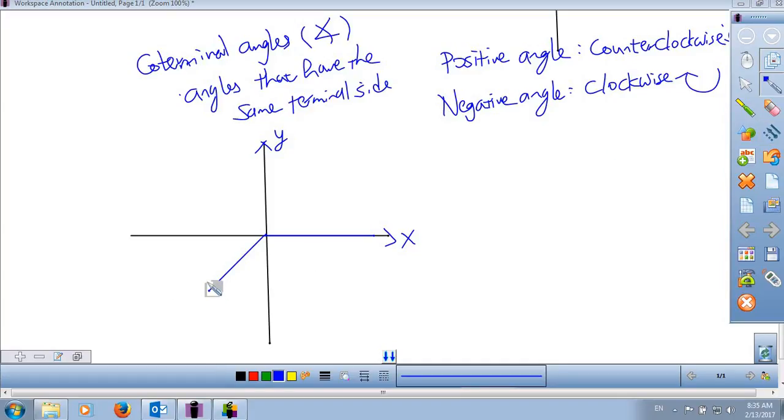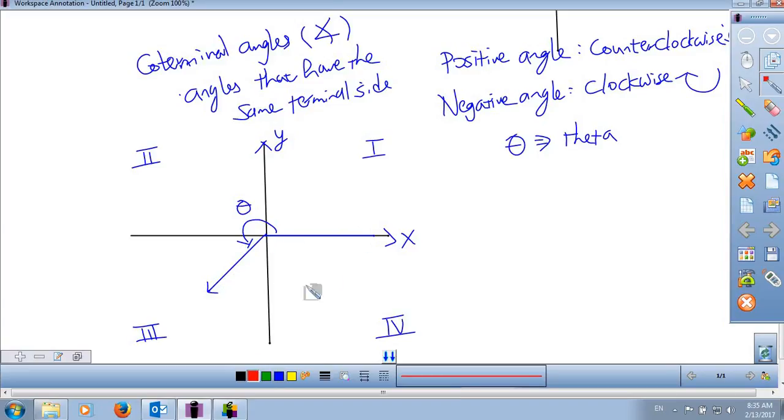By the way, I haven't mentioned anything about the quadrants yet. This angle right now is in the third quadrant. Let's do a brief review of the quadrants. This corner is quadrant 1, this is quadrant 2, this is quadrant 3. We're using Roman numerals, and this one is quadrant 4. Usually when we name angles, we use the Greek alphabet. Theta is a very common one, so this is called theta. Angle theta has its terminal side in the third quadrant.